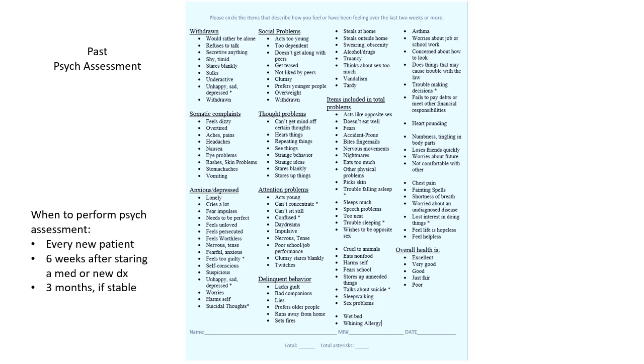You want to perform the psych sheet with every single new patient that comes to the clinic, 6 weeks after starting a new medication, adjusting a medication, or giving a new diagnosis. And then if they are stable, you want to perform a psych sheet every 3 months just to assess for efficacy of the intervention, which again is normally a medication.